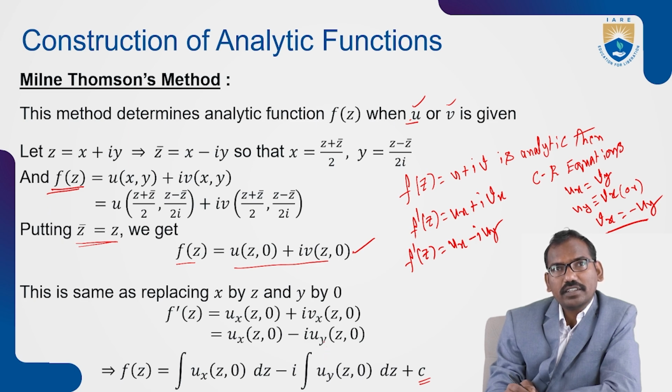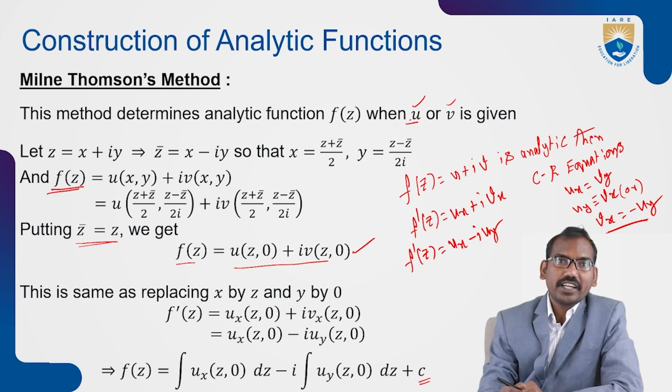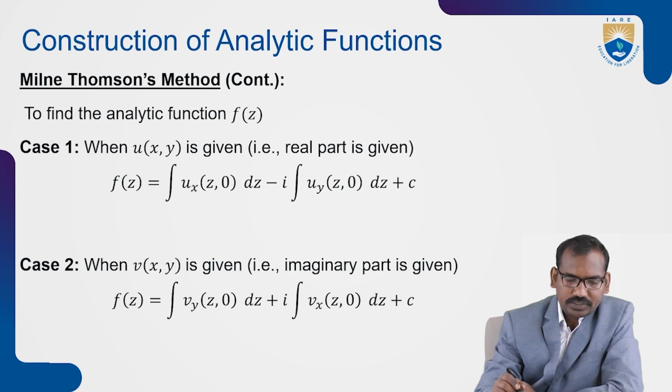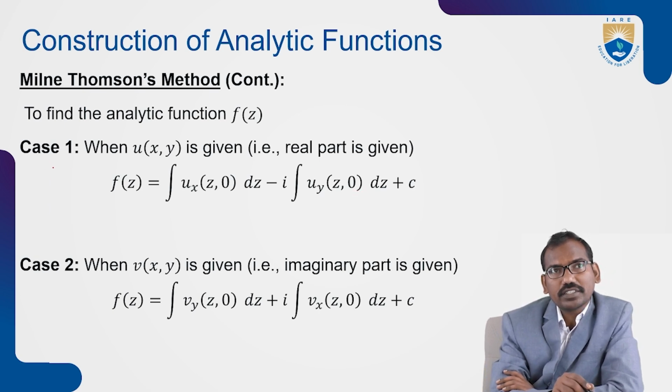Okay, similarly, the same procedure you can write in terms of v. So that procedure is helpful if the only imaginary part is given. In that case, that procedure will be helpful to you to find f of z directly. Right. So this is the conclusion statement. So we have 4 cases. We'll discuss the remaining 2 cases in the next class. So in this class, I'm going to discuss only 2 cases.